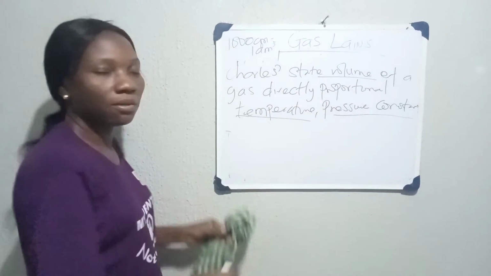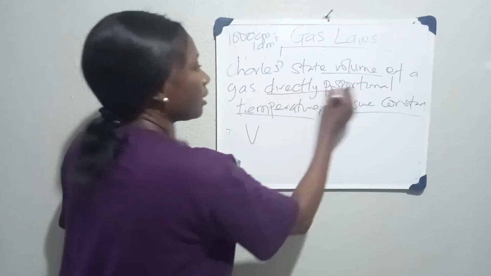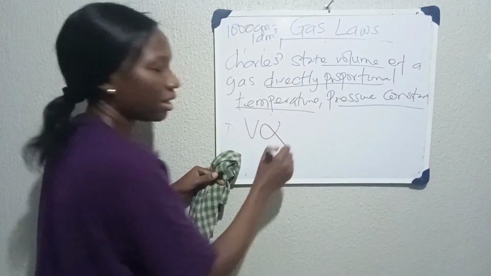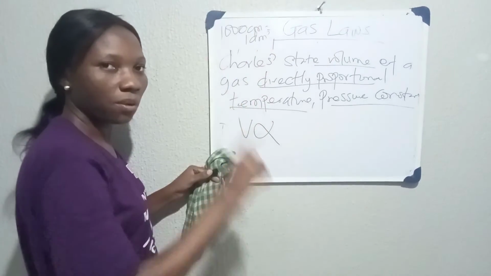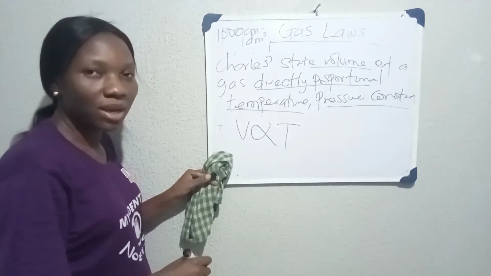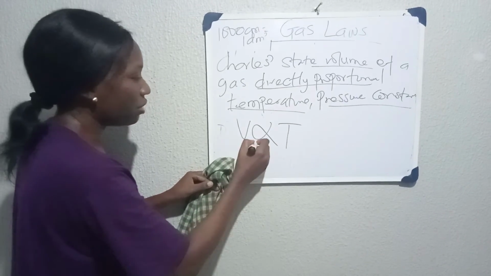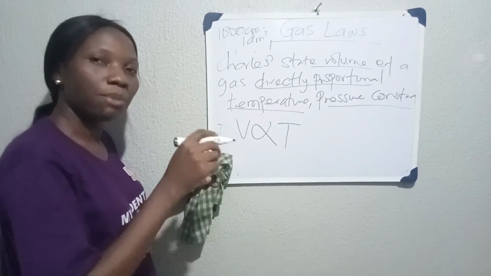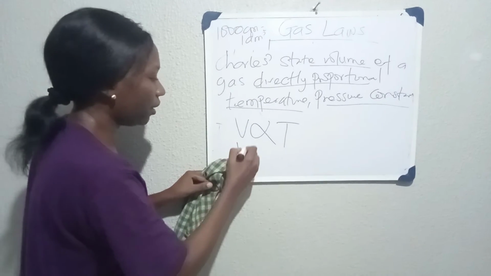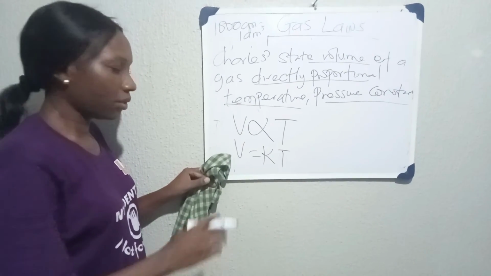So how do we generate the formula for Charles' law? I will say V, since I said it is directly proportional, this is the meaning of directly proportional. I will not put 1 over this time. It will just be straight to my temperature. That is why it is directly proportional. So how will I generate my formula? I will remove this proportionality constant and input my K, which is V is equal to KT. I hope you are following.